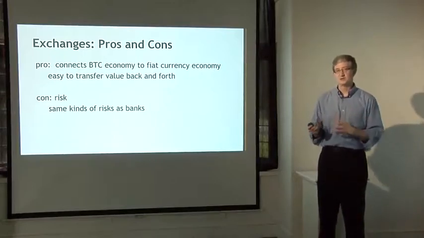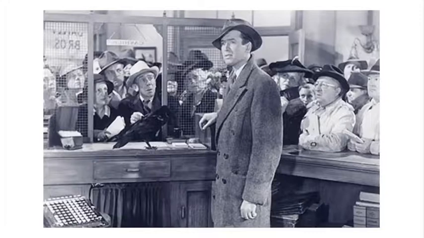And those risks really fall into 3 categories. The first risk is the risk of a bank run. This, of course, is a famous scene from the movie It's a Wonderful Life. Jimmy Stewart is running a credit union, another bank-like business, and all of these people have shown up and they want their money back. This is a bank run.